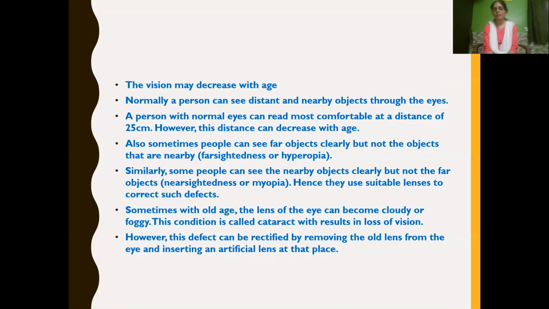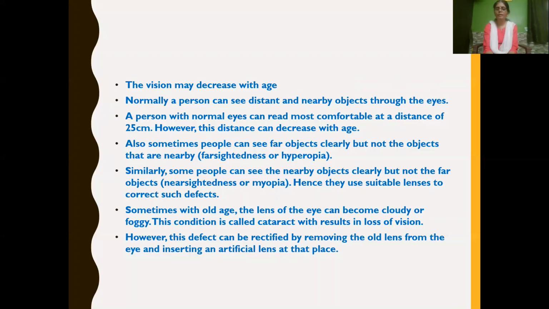Sometimes people can see only far objects clearly, but not the objects that are nearby. This condition is called farsightedness, otherwise called hyperopia. Similarly, some people can see only near objects clearly, but not the far objects. This condition we call nearsightedness, or myopia. Both these conditions can be corrected by using suitable lenses. And sometimes with old age, the lens of the eye can become foggy or cloudy. This condition is called cataract, which results in a loss of vision also.